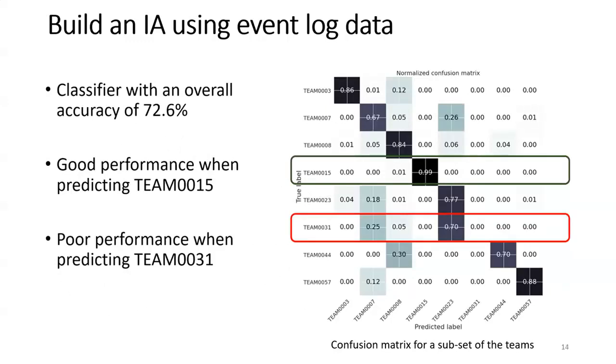So once we build the IA, we can use the confusion matrix to evaluate its performance. So the overall accuracy of the intelligent agent is 72.6%. But if you look at the confusion matrix, we could see that there are certain scenarios where the IA is very good at predicting the teams. For example, team 0015. Versus it has a very poor performance when predicting team 0031. It's almost 0% accuracy.